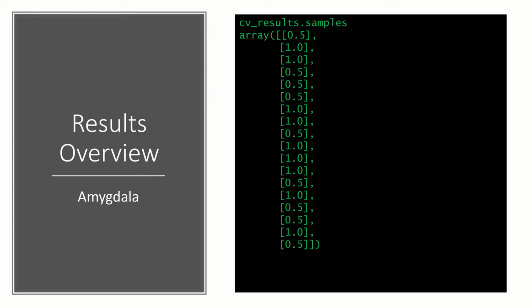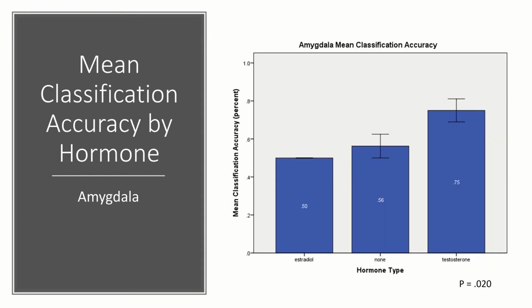Next, often what's more helpful is just to see a group mean. We can take the mean of that, and we can see in our testosterone group, overall, it was 75% accurate. In our group with kids receiving no hormones, it was 56%, and estradiol is 50% accurate. Now that we're working with means and values for each person, it's starting to look more like data that's familiar to everyone, so we can look at it in a more familiar way, like graphs.